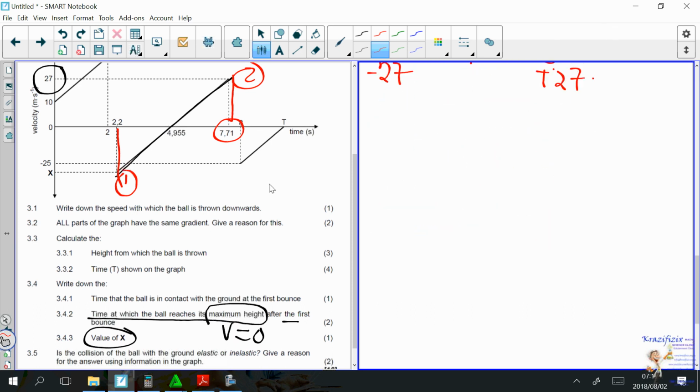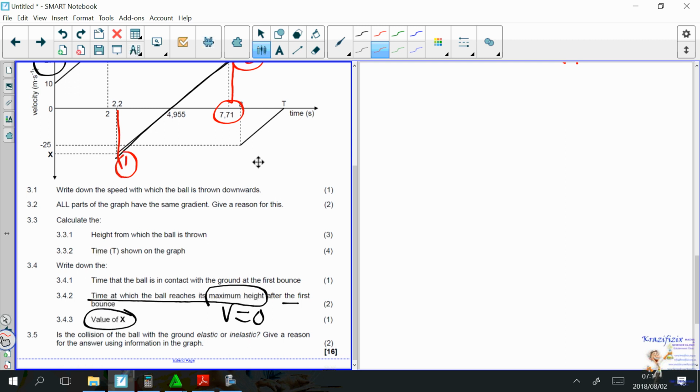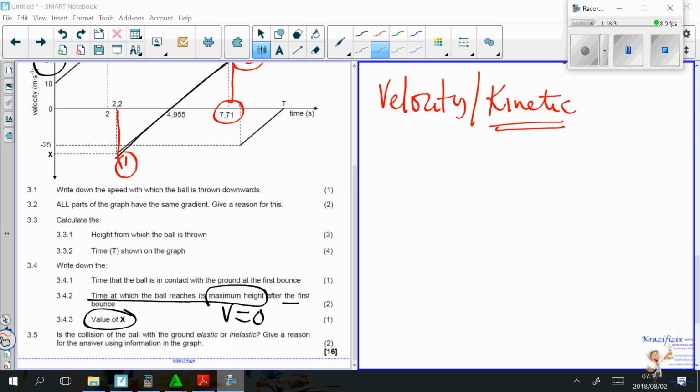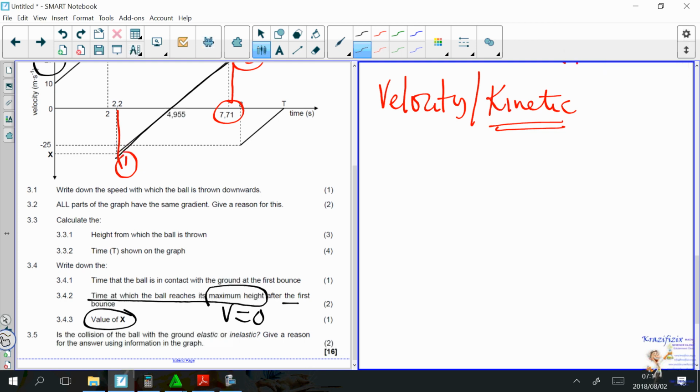Last question for this session. Is the collision elastic or inelastic? Give a reason. Guys, when you talk about elastic, now we're talking about velocity, or basically kinetic energy. When do we talk about elastic collisions? What do we mean when we say elastic collisions? We'll do this again under momentum, but we know one thing: kinetic energy must remain the same.